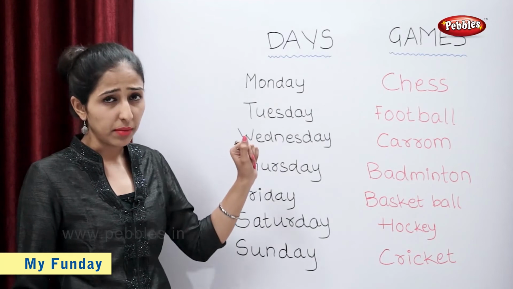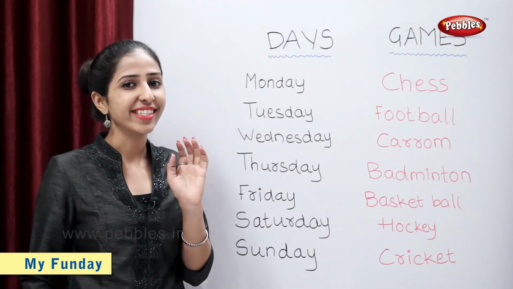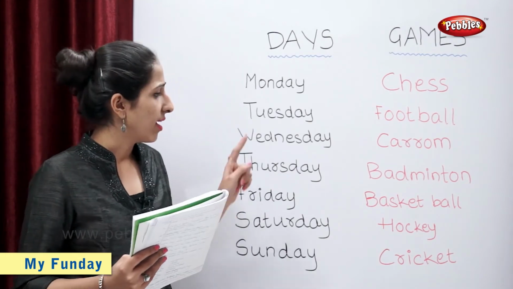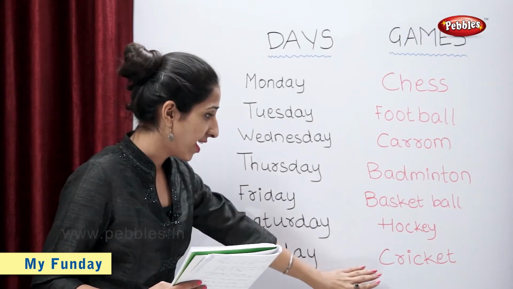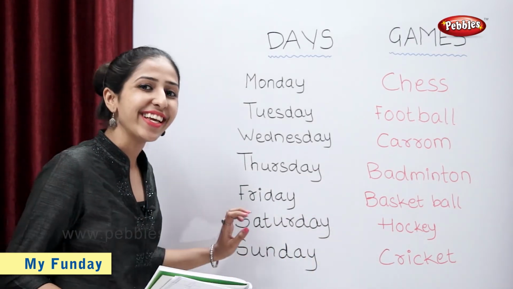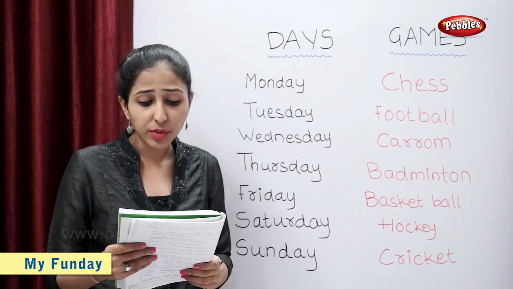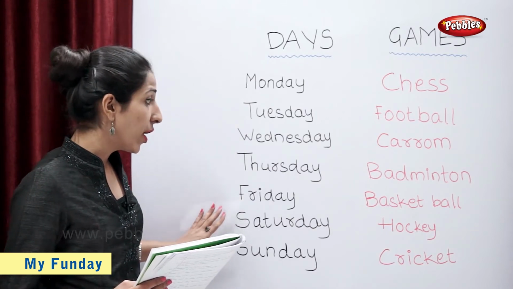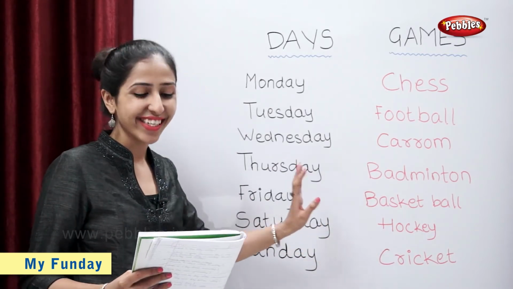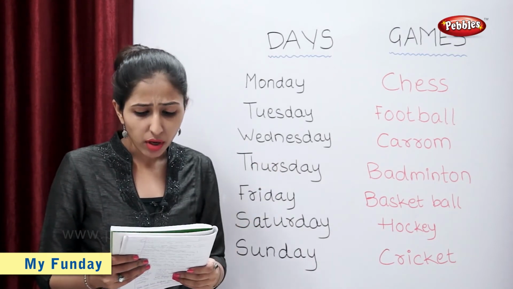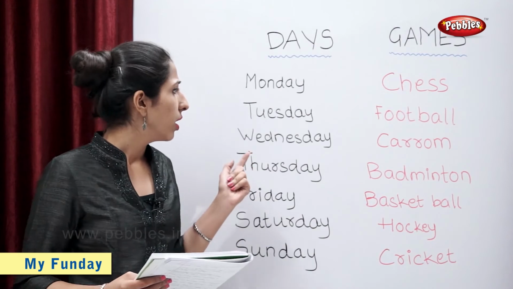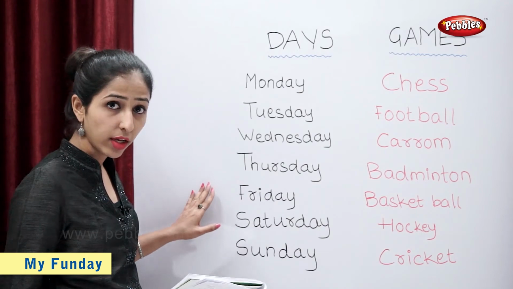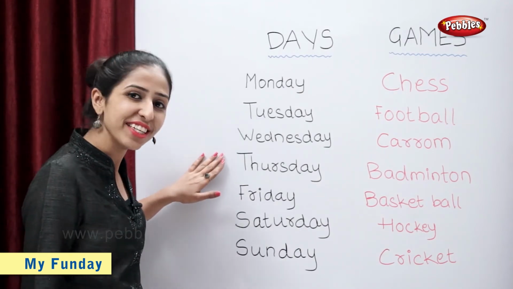Now, based on this timetable, I'm going to ask you a few questions. Say, on which day we play cricket? Cricket, we play on Sunday. What games do we play on Saturday? Saturday, we play hockey. We play basketball after which day? We play basketball on Friday. So Friday comes after Thursday.